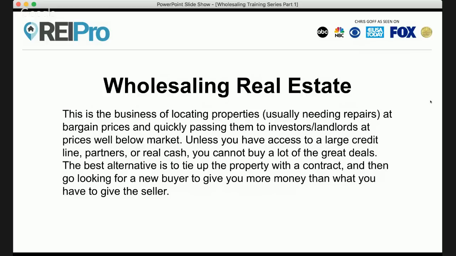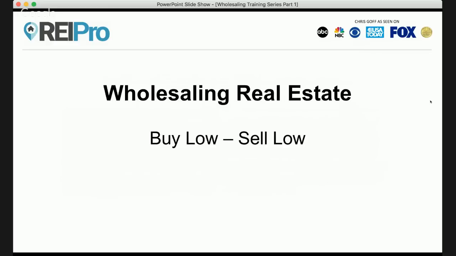So unless you have access to large credit line partners or real cash, you cannot buy a lot of properties. The best way to do it is to tie a property up under contract to buy and then assign or sell that contract to somebody that wants to buy the house, fix it up, resell it, rent it, whatever they want to do. That's where wholesaling really comes in, and that's my definition. So it's a buy low, sell low, and you make a profit in between, from what you put it under contract for to what you're selling it for to a new investor.